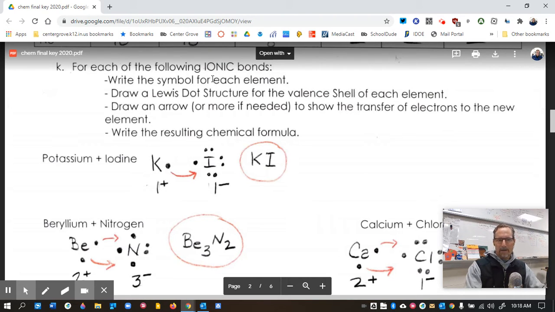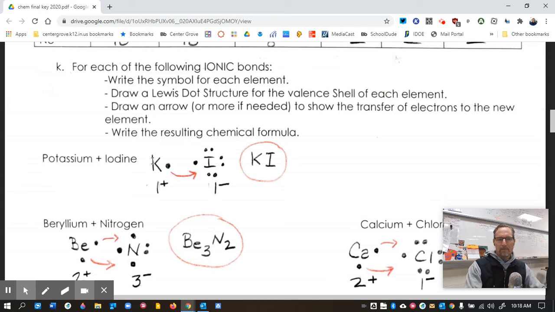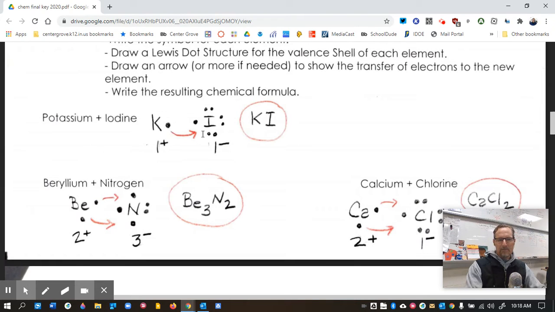Okay, so on this next part, we were talking about forming some ionic bonds. And what I wanted you to do here is work through these steps. We're going to put the symbol first, and then we're going to do the Lewis dot structure, which is the valence electrons. And then we're going to show an arrow where that is transferring its electrons from one to the other. So you can see here potassium is transferring its electron over to iodine. And so that potassium becomes a positively charged ion, where the iodine becomes a negatively charged ion. So it forms that ionic bond between that potassium and iodine.